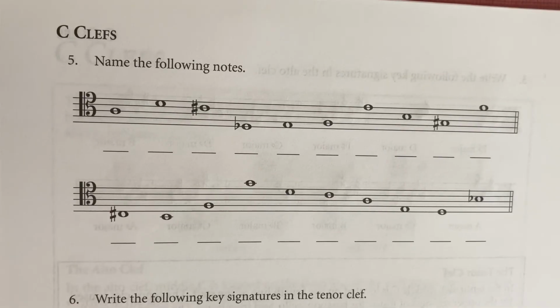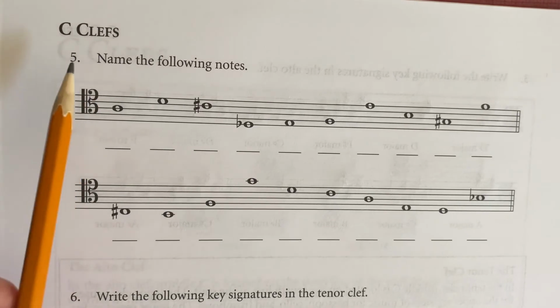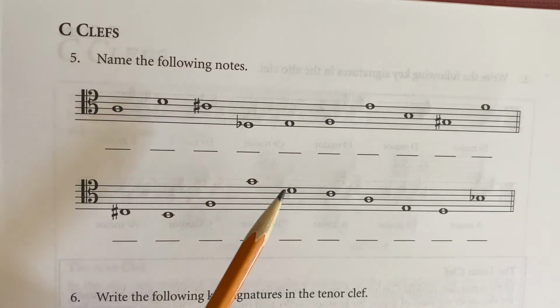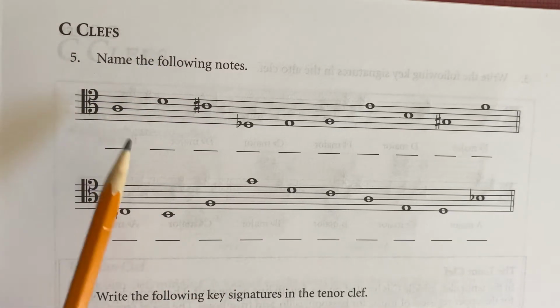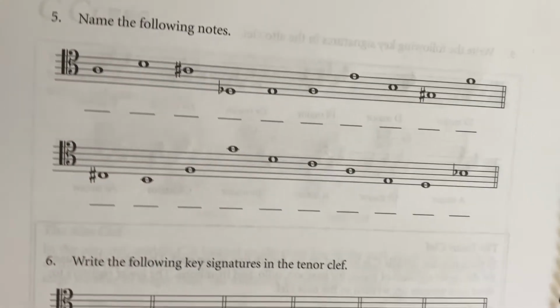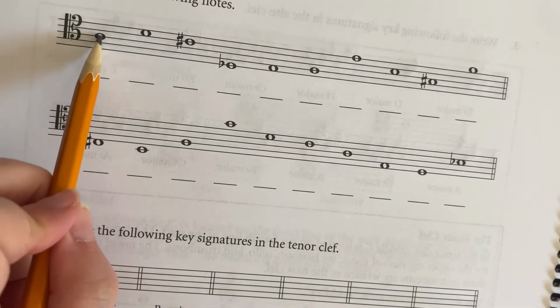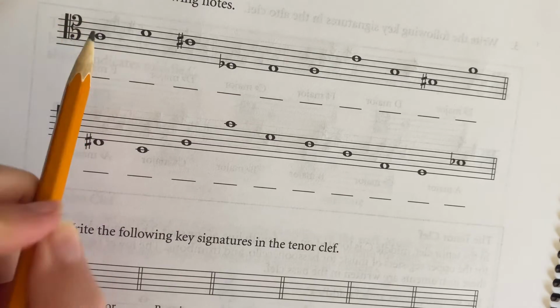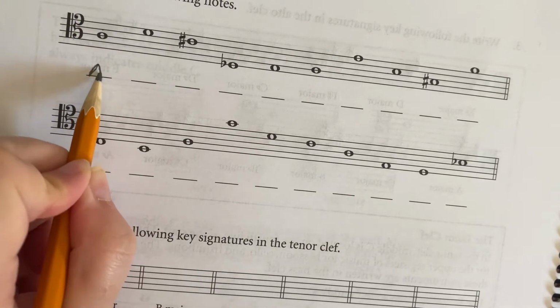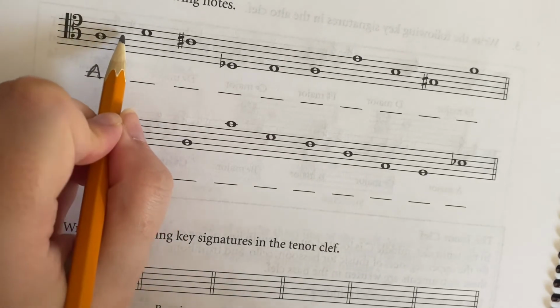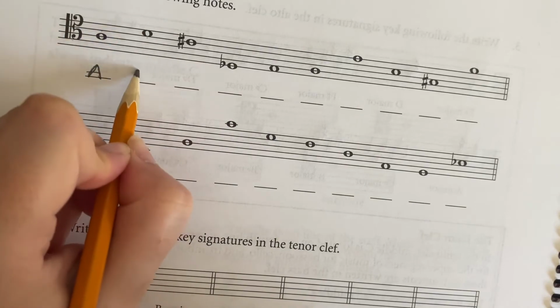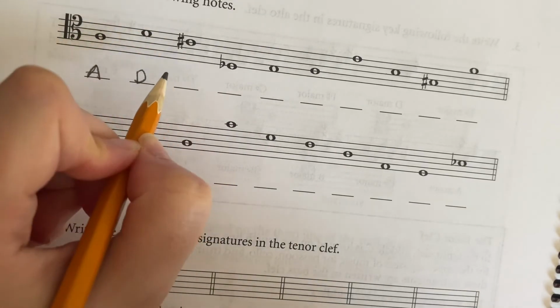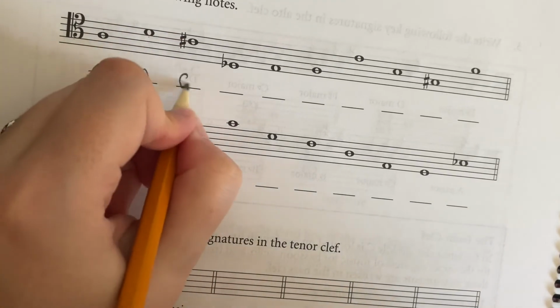Okay, now we are on the last page of the C Clefs lesson. Number 5, name the following notes. Okay, and I notice this is in the tenor clef. Once again, middle C is on the 4th line, so C, B, A. C, D. C sharp.